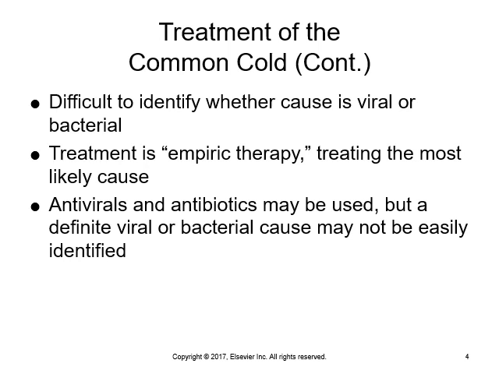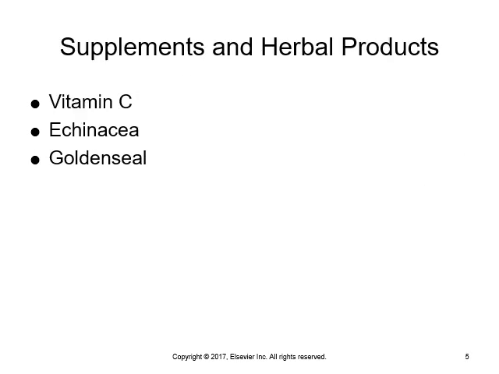Treatment of the common cold. It's difficult to identify whether the cause is viral or bacterial. Treatment is empiric therapy, treating the most likely cause. Antivirals and antibiotics may be used, but a definitive viral or bacterial cause may not be easily identified. Supplements and herbal products that may help with common cold prevention are vitamin C, Echinacea, and goldenseal.